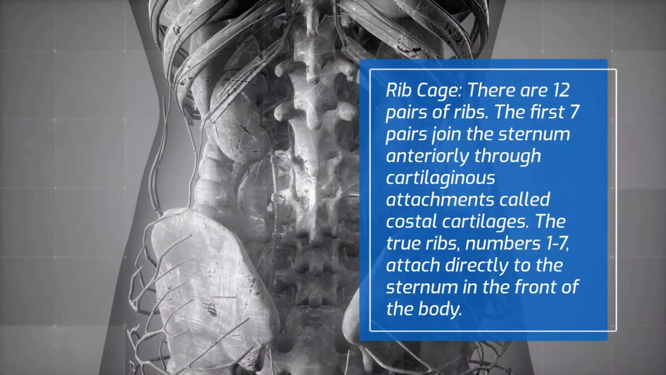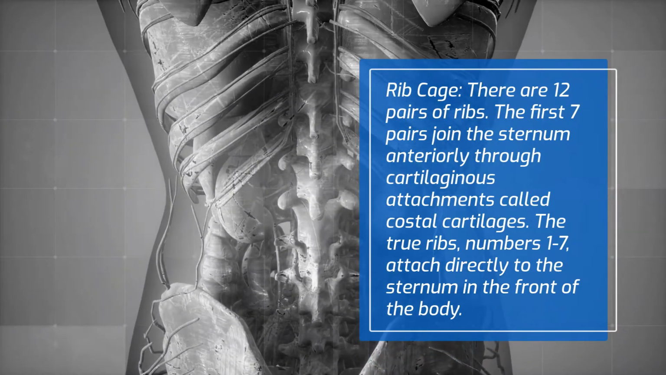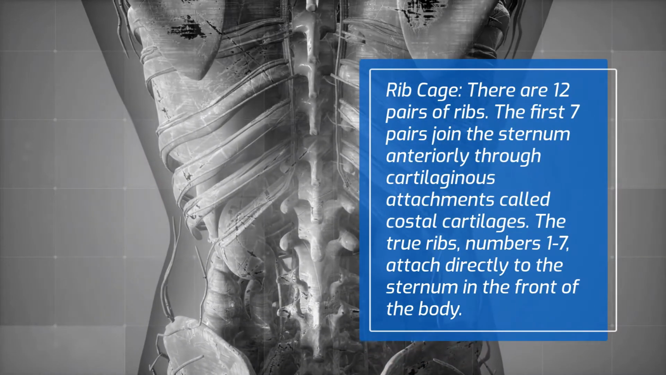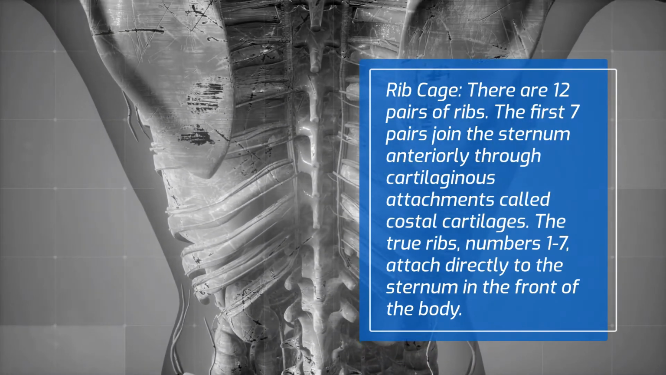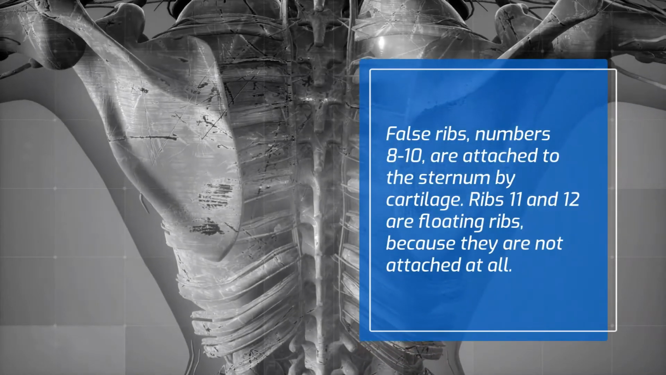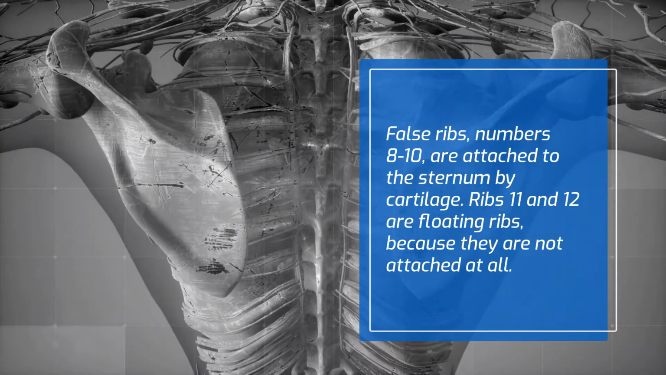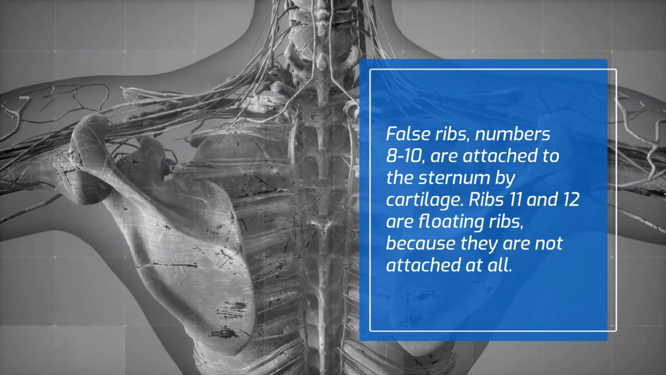Ribcage: there are 12 pairs of ribs. The first 7 pairs join the sternum anteriorly through cartilaginous attachments called costal cartilages. The true ribs, numbers 1 to 7, attach directly to the sternum in the front of the body. False ribs, numbers 8 to 10, are attached to the sternum by cartilage. Ribs 11 and 12 are floating ribs, because they are not attached at all.